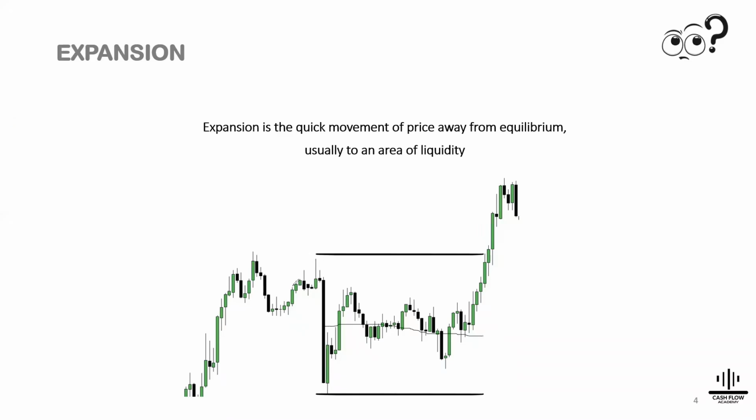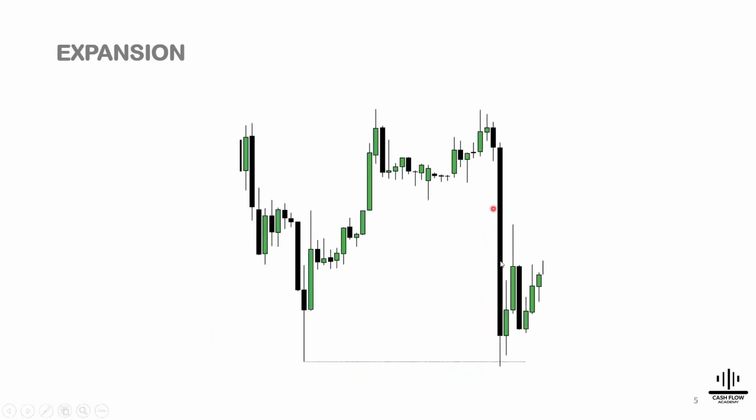And then we explained in the last video how price consolidates at the equilibrium. So if you take this range high and this range low, when you draw the midpoint, you will have equilibrium. And you can see how price was moving around the area of equilibrium. So expansion is a quick movement away from equilibrium. It's that simple.